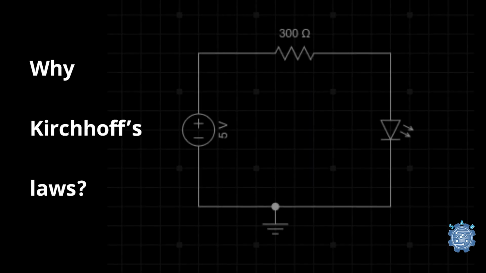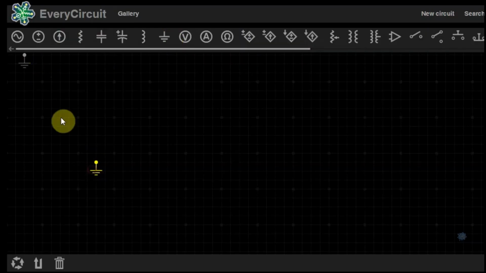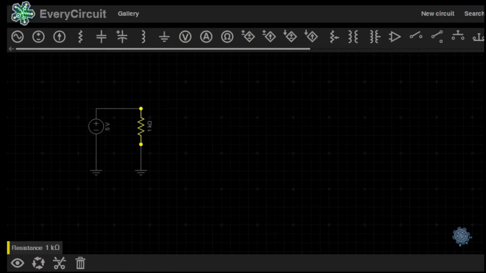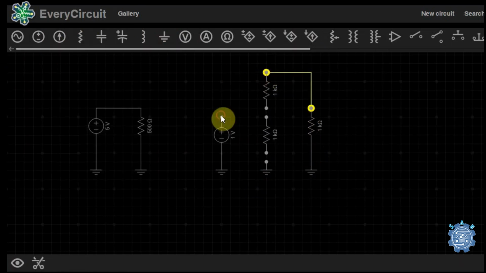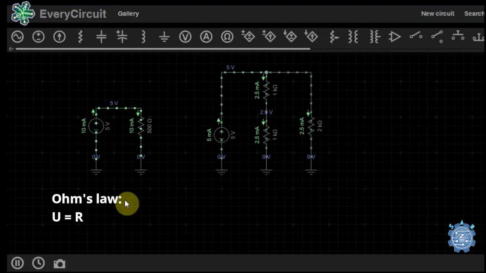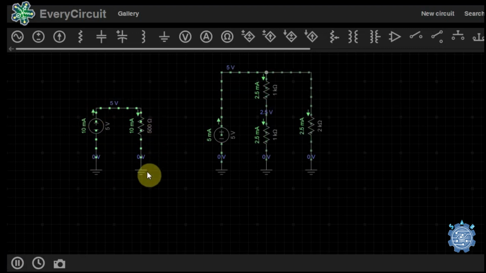Why do we need Kirchhoff's laws? Because they can help us calculate how the current and voltage spread across a circuit. If we have a simple circuit like in the image below and we need to find out the current that flows in this circuit, then it is very simple. We know Ohm's law and we have to apply it to find the value of the current.